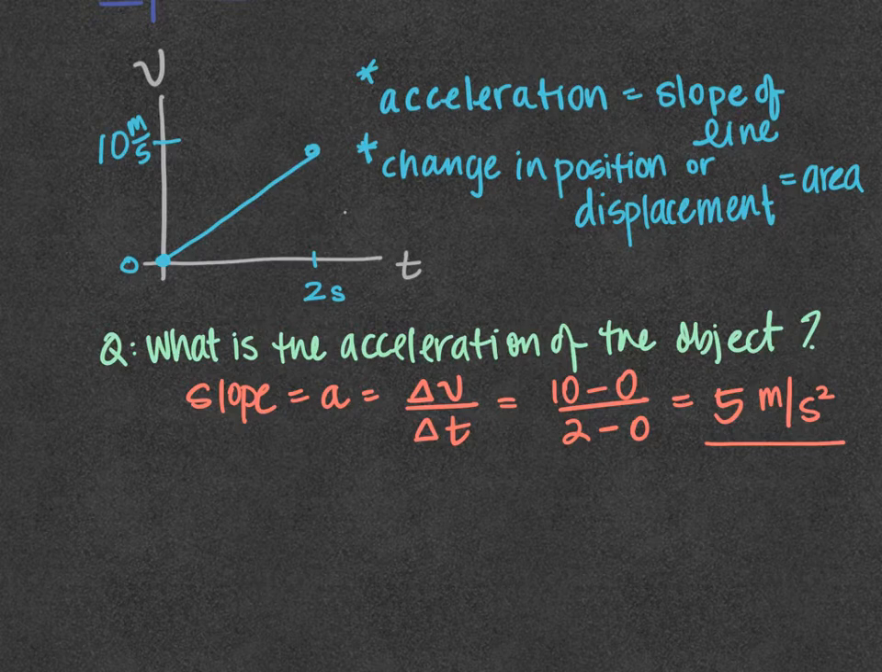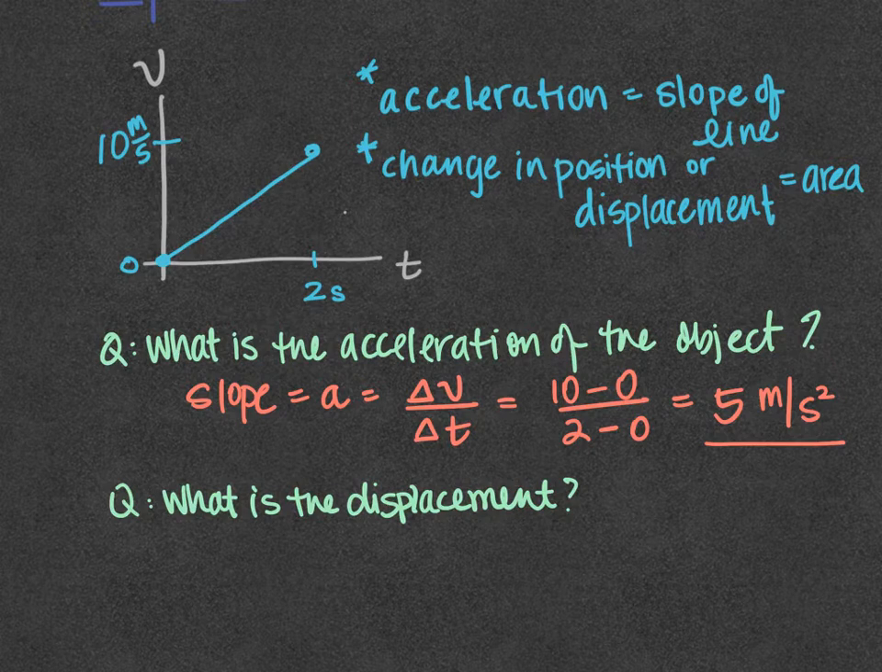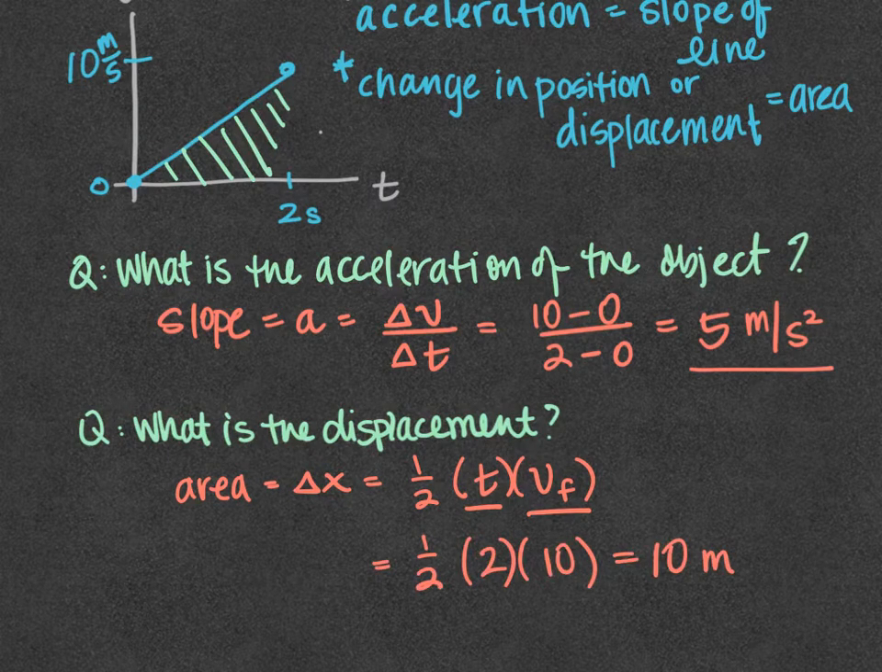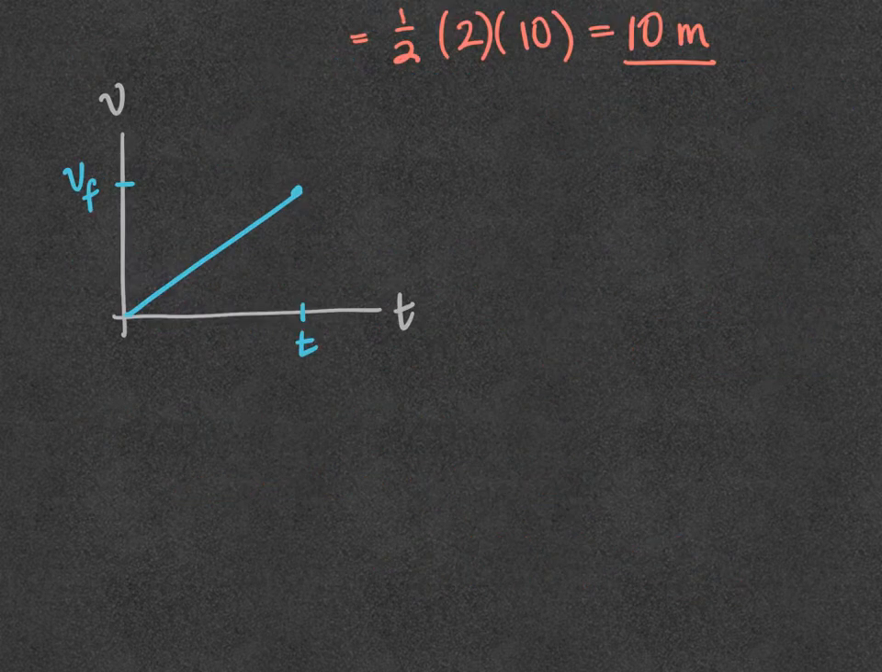Now what is the displacement? Displacement would be the area under the graph. I can see that that looks like a triangle, so I'm going to use the equation for a triangle, 1/2 base times height. Since the base is time, I will put time there, and since the height is the final velocity, I'll put vf there. This gives us a final displacement of 10 meters. This works well when we have the graph. What if we don't have the graph?